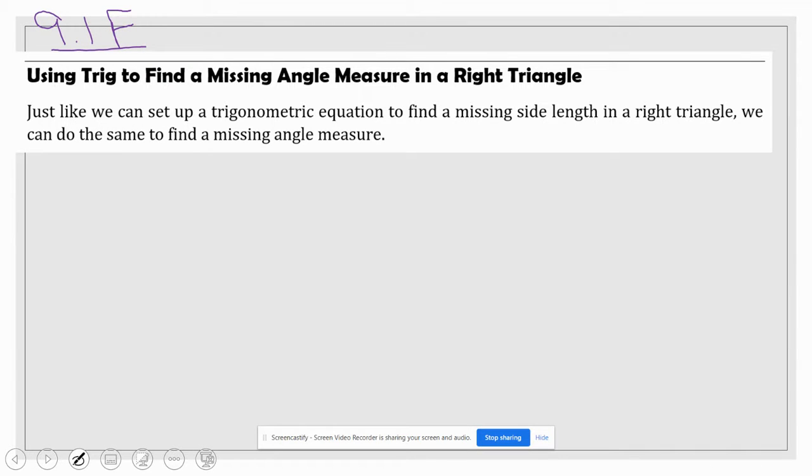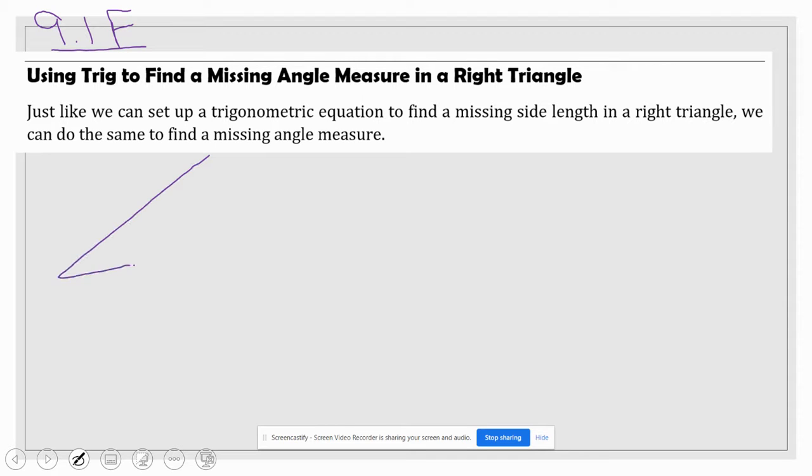Welcome back, everybody. We are working on the last section in 9.1. These will match up with the 9.1 F documents, talking about finding a missing angle measure in a right triangle.